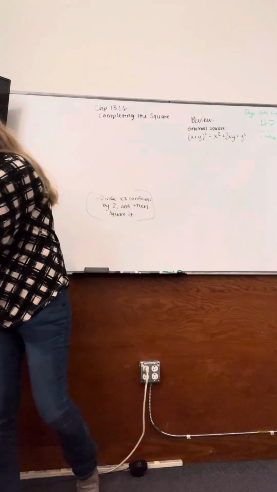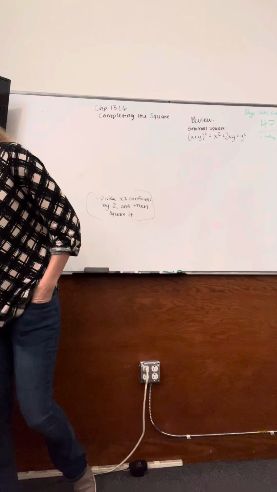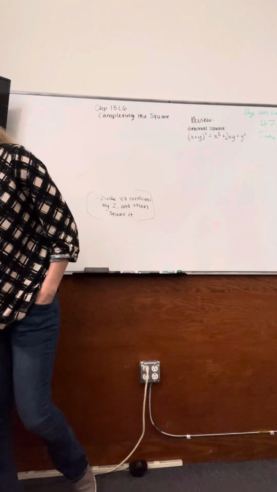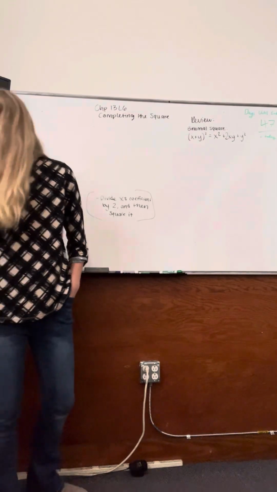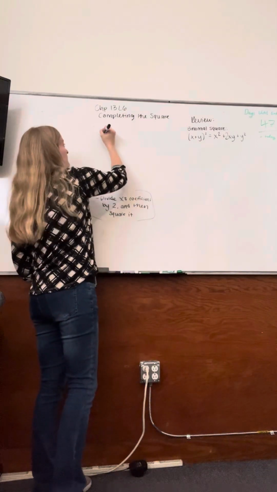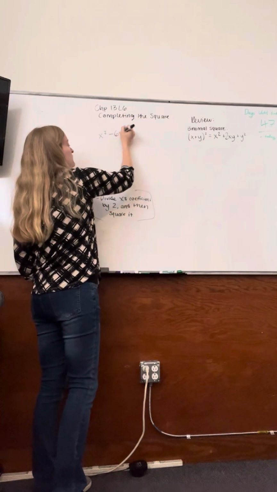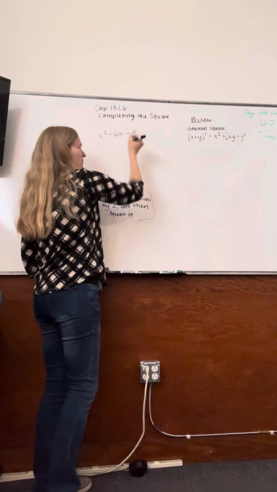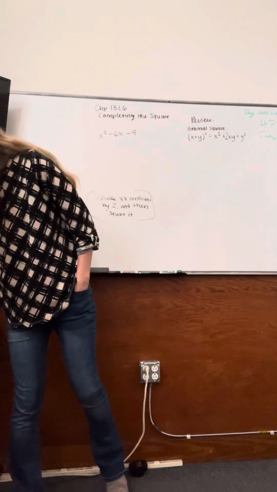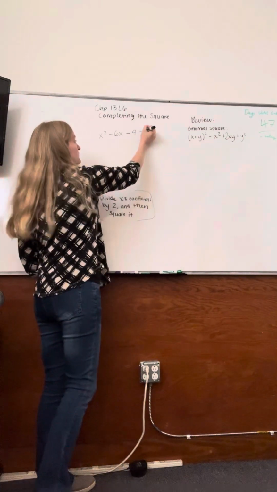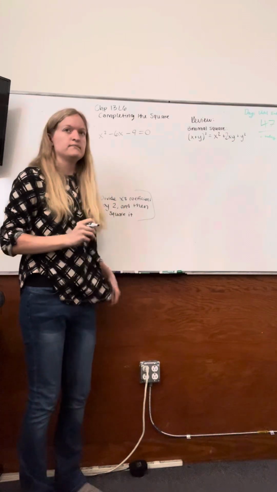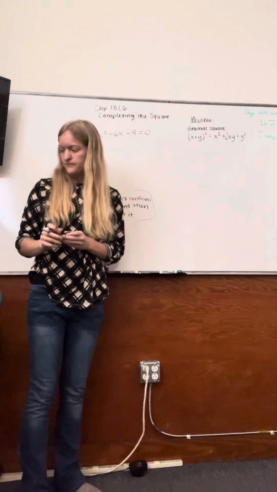Let's do x squared minus 6x minus 9 equals 0. Minus 9? Let me make sure that's true. Okay, yep, equals 0. Alright, go ahead and give this a try.